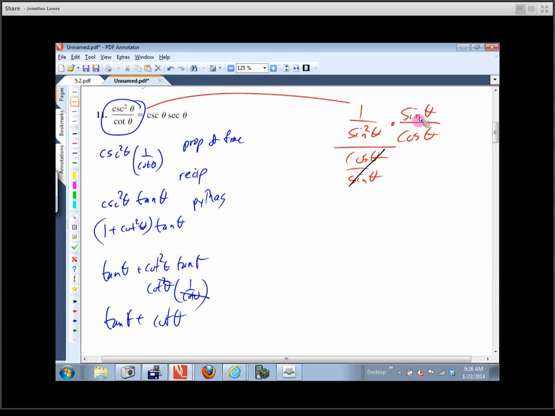Okay, this is called cross cancellation. You should be really good at this. I'd cancel this one off with one of those, and here's what I've got. I've got 1 over sine of theta times 1 over cosine of theta. So from here to here, this was a reciprocal identity, this was a quotient identity, and this was a property of, or I'd just say, complex fractions.